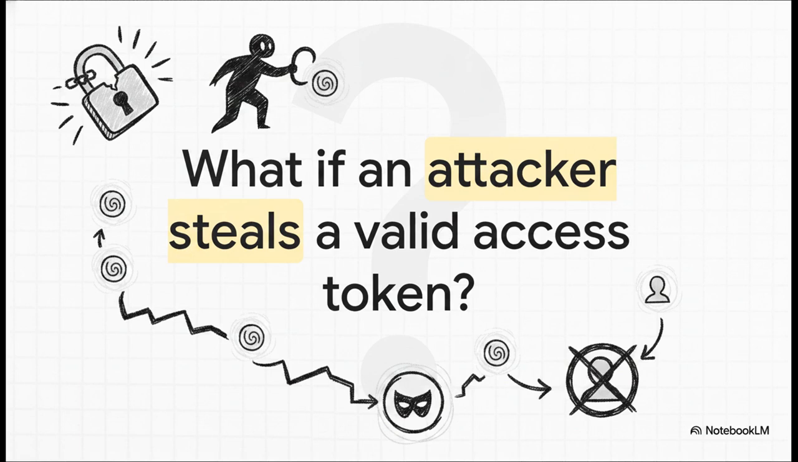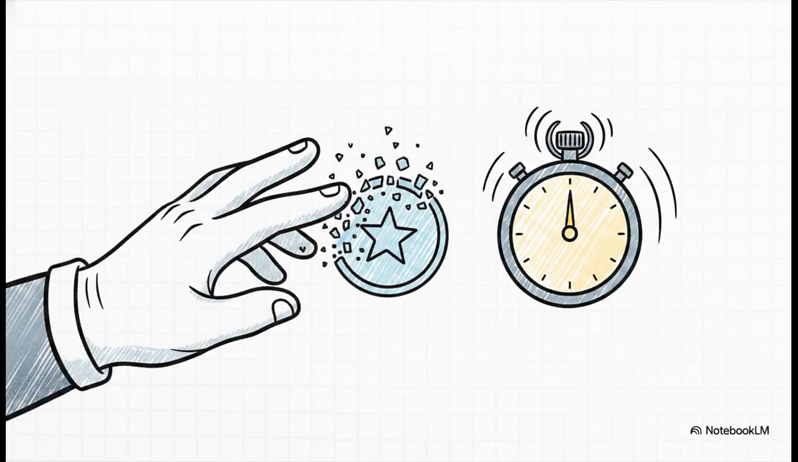Because JWTs are stateless. And remember, the whole point is we don't want to check the database every single time. They are incredibly hard to revoke once they're out in the wild. If an attacker manages to intercept a valid JWT, they can impersonate that user perfectly until the token expires. There's almost no stopping them. And that is exactly why our core defense mechanism relies on time.